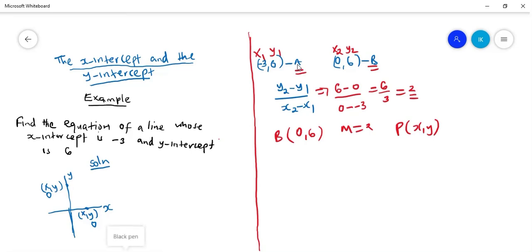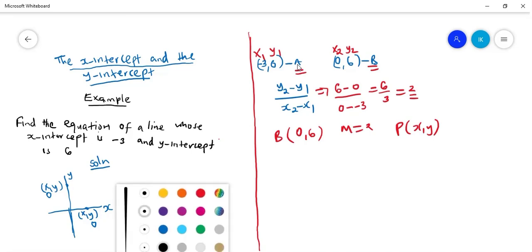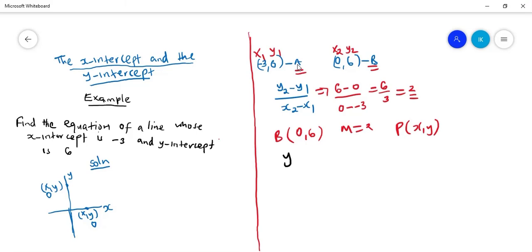So let's use this formula to get the equation. In the previous video we've used this formula. I recommend you go back to some of my videos and check it out. The formula is y minus y1 equals m times (x minus x1). You use this formula when you're given a point and a gradient, to find the equation of that line.